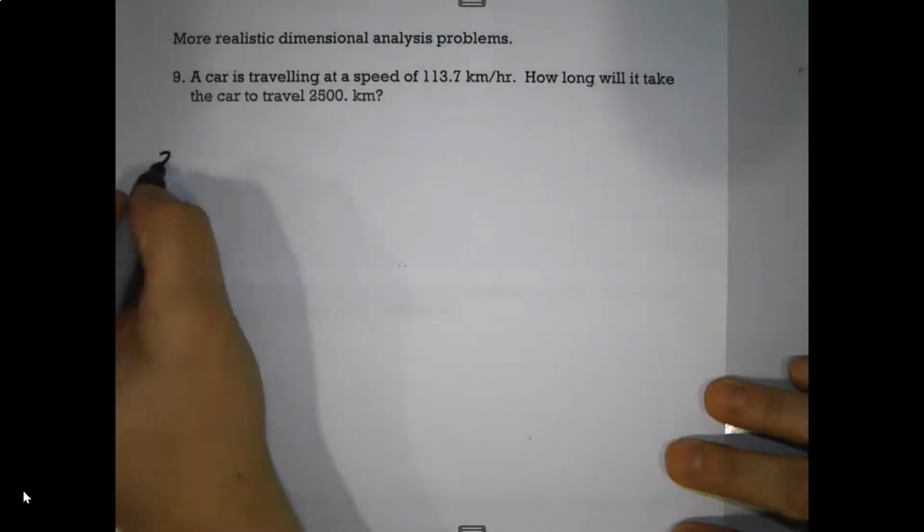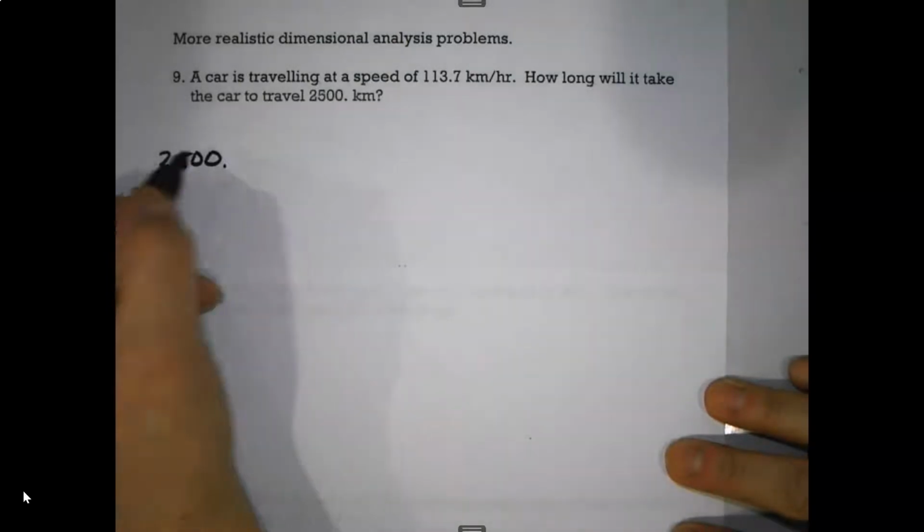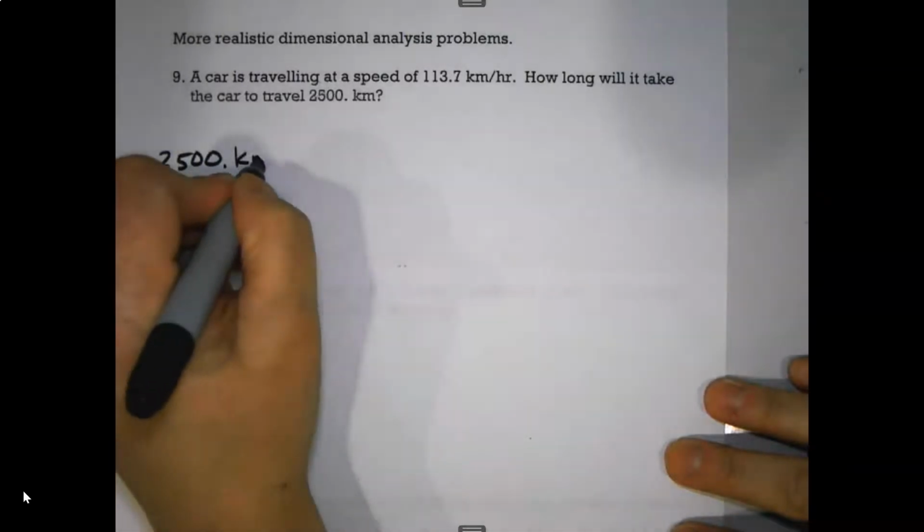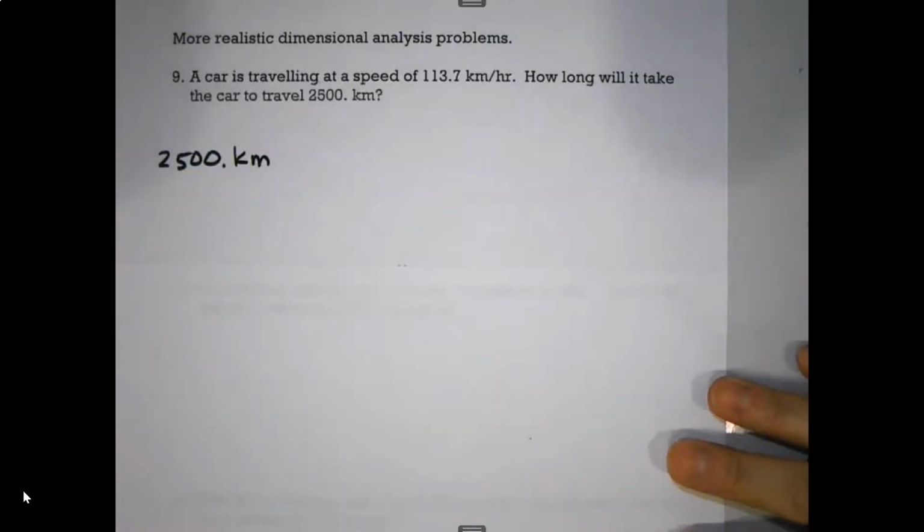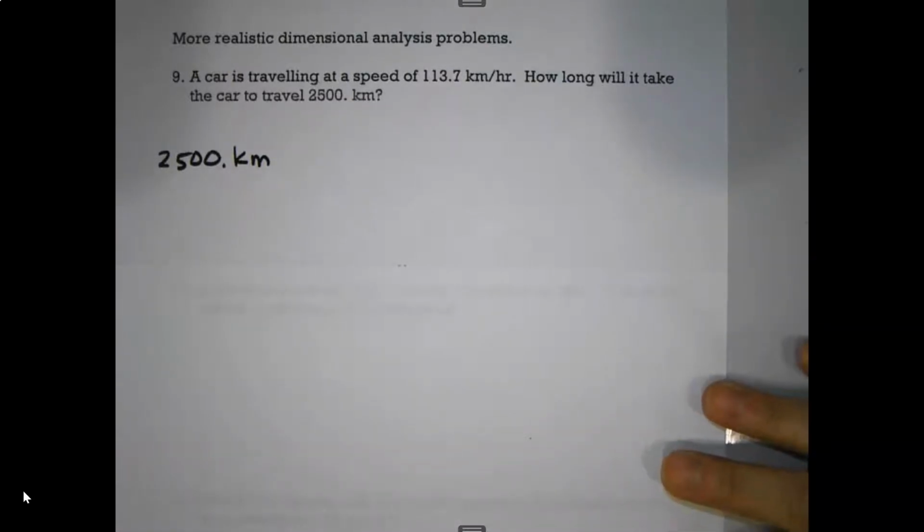a related unit. So 2,500, notice there's a decimal point there, so I've got 4 sig figs. Kilometers, and that's all I have, right? There's no unit on the bottom. So put it over 1. Don't put it over 1, it doesn't matter, but you've got to realize there's nothing in the denominator at this point.